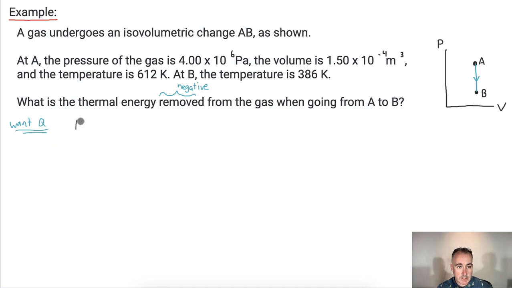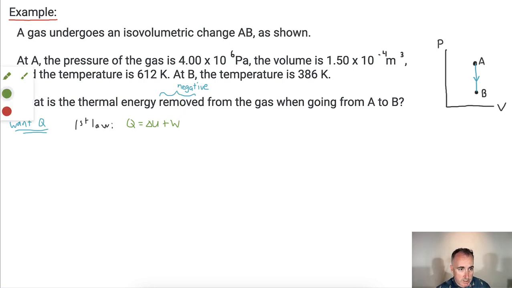So we can state that because of the first law, let's just put it down like this, just so it's clear. I'm saying that the heat, the thermal energy removed, is going to be equal to the change in internal energy plus the work done by or on the system. I'm going to use this. All right, let's keep going.